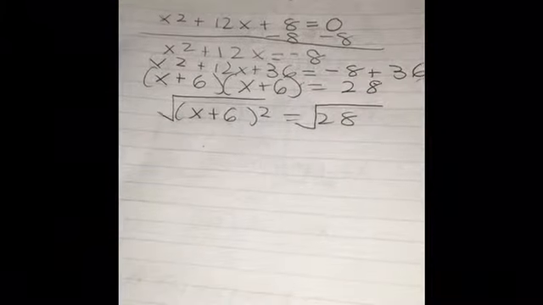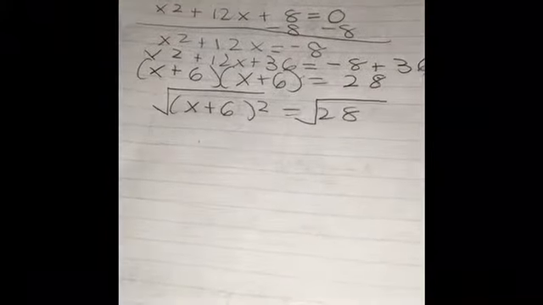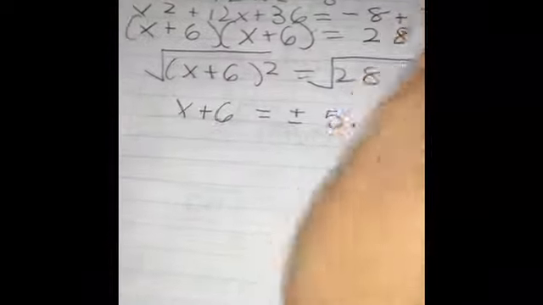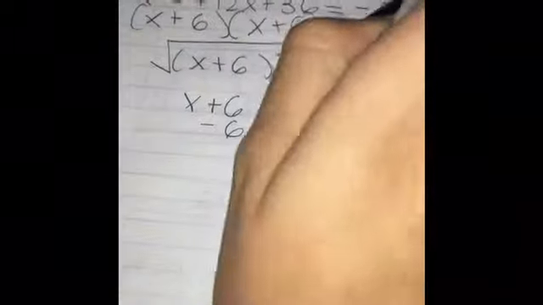And then you are going to square root this. So let's see, the square root of 28 equals 5.29. So I'm going to round it to 5.3. So you're going to get x plus 6, and because you square root it, you need a plus or minus. So you're going to get x plus 6 equals plus or minus 5.3. You are going to minus 6 on both sides, and you are going to get x equals negative 6 plus or minus 5.3.